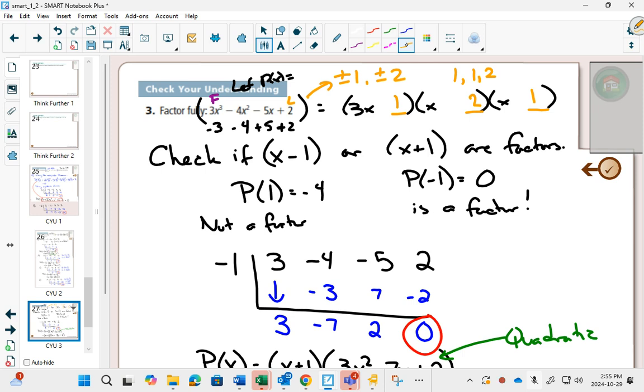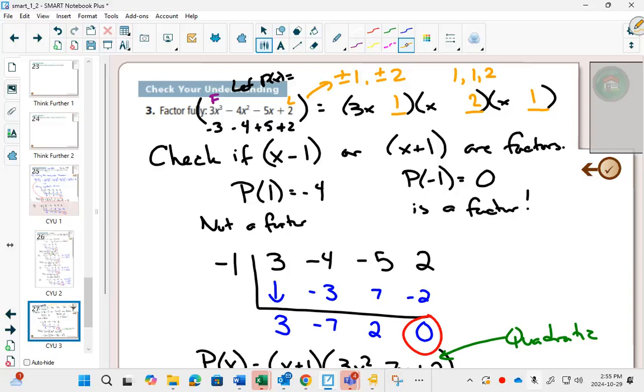But sometimes you get a number at the end that's not so nice, like I could give you, I don't know, 24. 24 would have 1 and 24, 2 and 12, 3 and 8, 4 and 6. And then plus or minus could be either positive or negative on any of those. So sometimes you could be checking a long time before you get one that works.